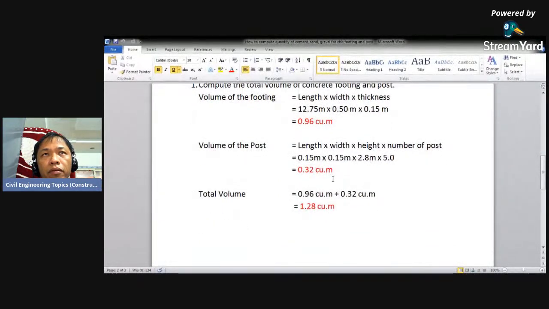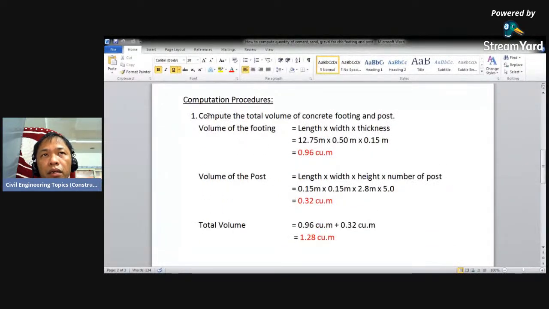So now, as we require the volume, so we need to sum up the two volume. Volume of the coating plus volume of the post. So the total volume is equal to 0.96, this volume of the coating, plus 0.32, the volume of the post. So total volume is 1.28 cubic meter.